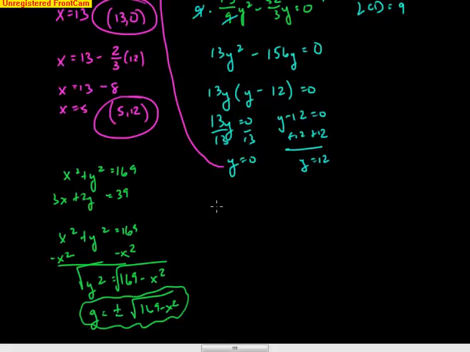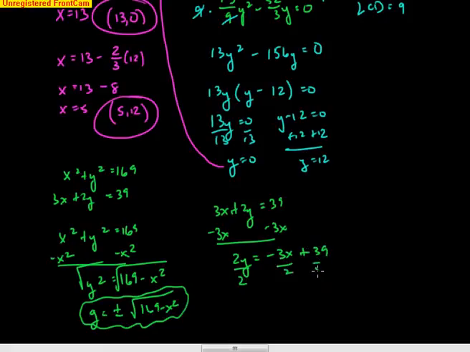For the linear equation, 3x plus 2y equals 39, I need to solve this for y, so I'll subtract 3x. 2y equals, and to put it in slope-intercept form, do it like so, and then divide everything by 2. Negative 3/2 x plus 39 halves.